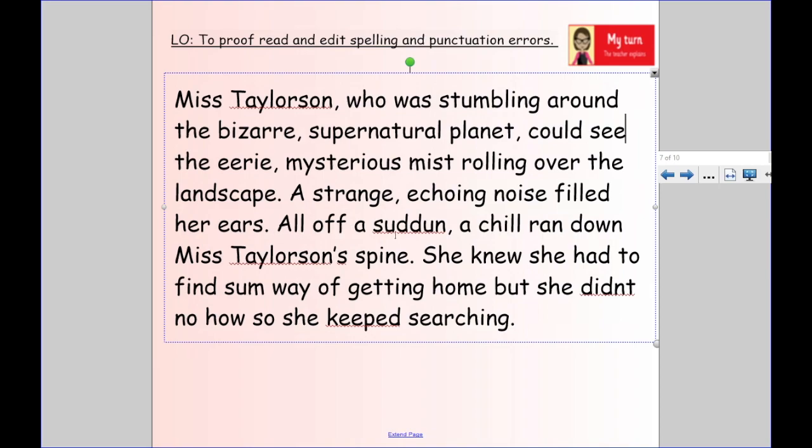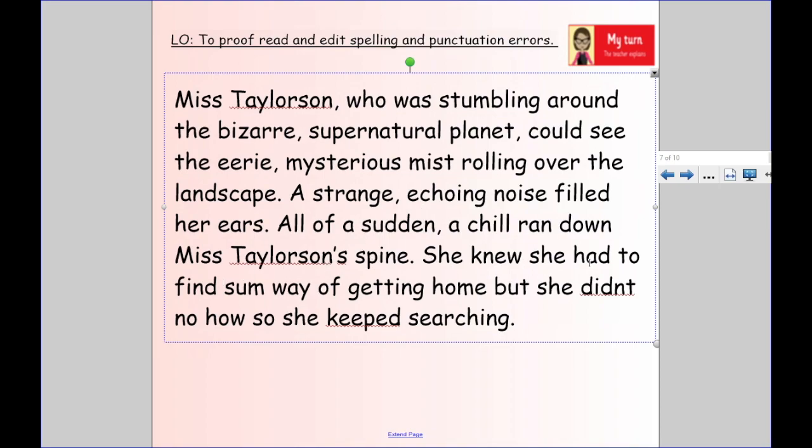All off a sudden. All off a sudden? That's right. It should have one F for of and two for off. We're not switching something off. We're saying all of a sudden. Fantastic. Sudden. Sud-un or sud-en. That's right. It's E-N. A chill ran down Miss Taylorson's spine. I'm happy with that sentence too.